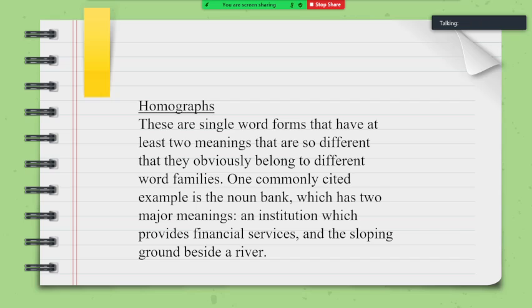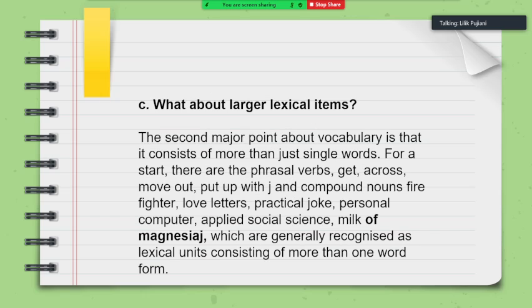Next slide. In the nature of vocabulary, we know also there is homograph. What is a homograph? There are single word forms that have at least two meanings that are so different that they obviously belong to different word families. One commonly cited example is the noun bank, which has two major meanings. The first is an institution which provides financial services, and the second is the sloping ground beside a river.